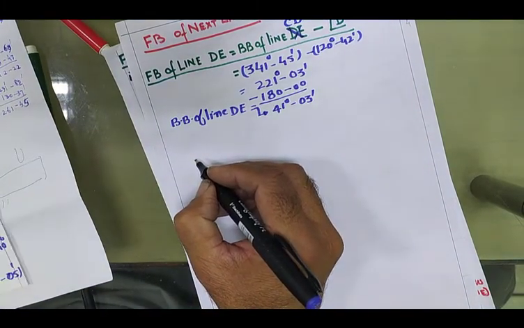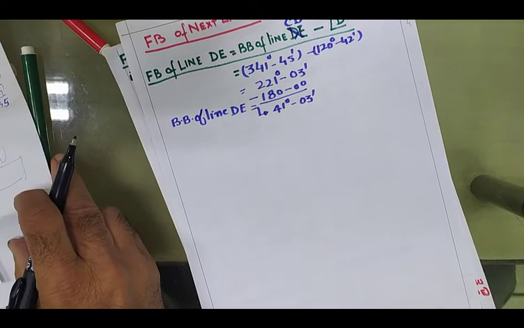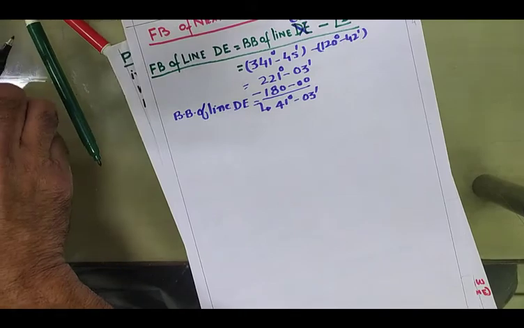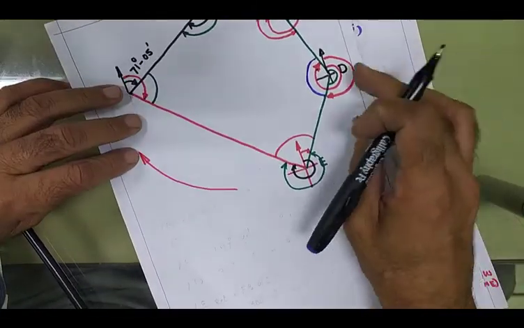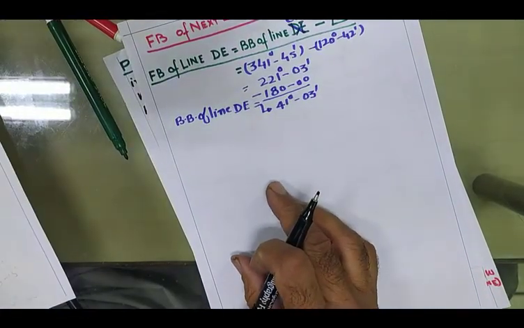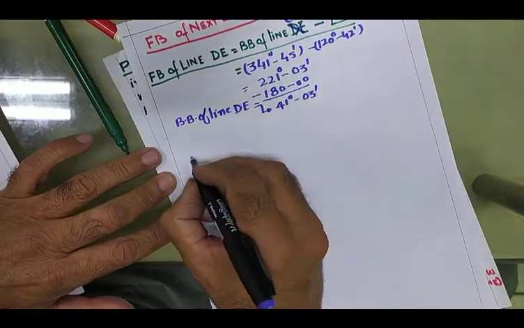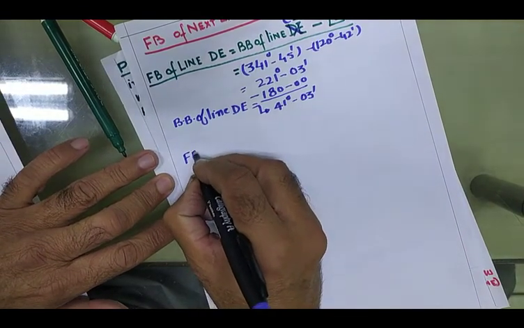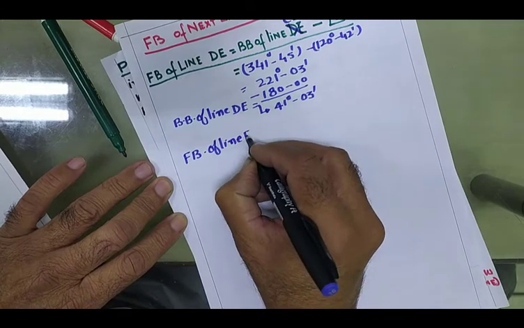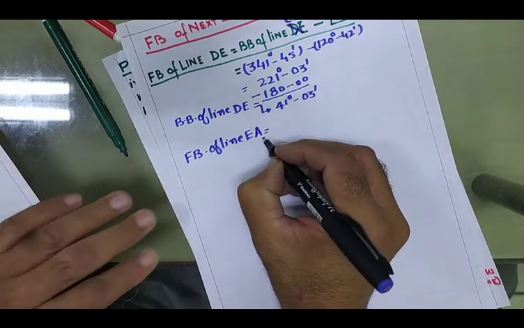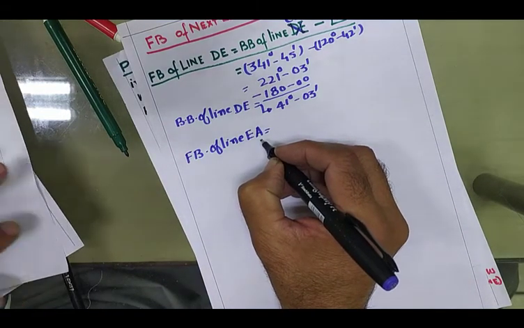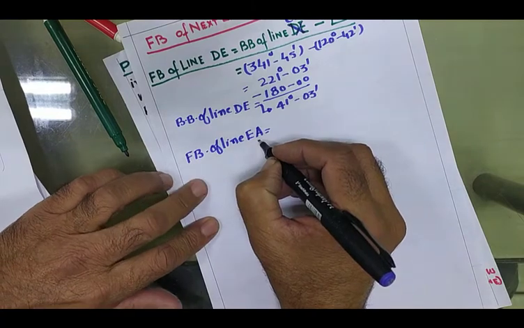In the traverse you can follow this. In the traverse here, the next line that I'm going to plot, here we have calculated the forward bearing of the previous line. Next line is EA. So I can write the forward bearing of line EA. Here the case is different because the external angle is given. Because in the previous it was the internal angle, so for this, this will be changed.